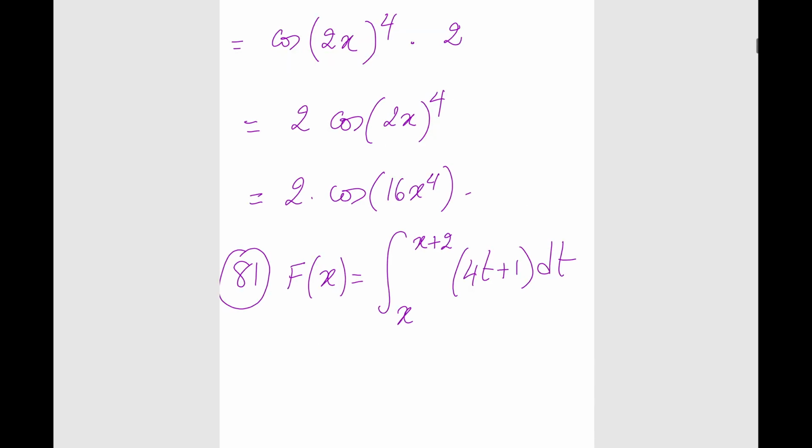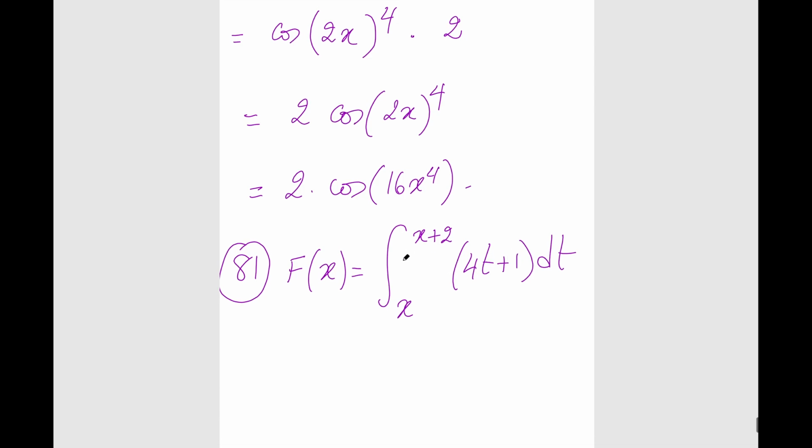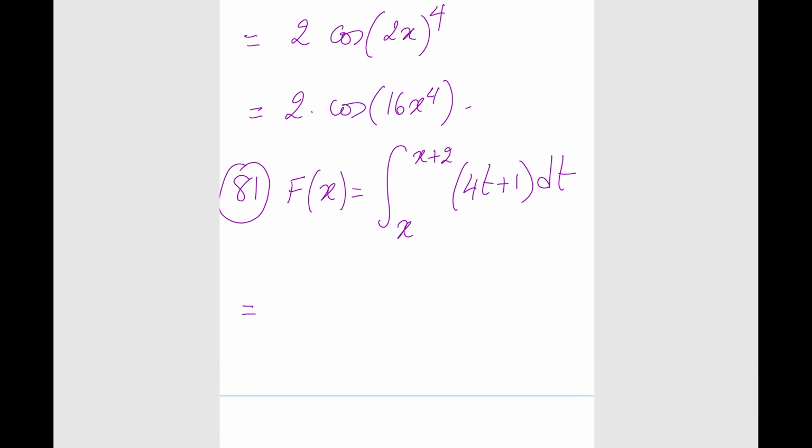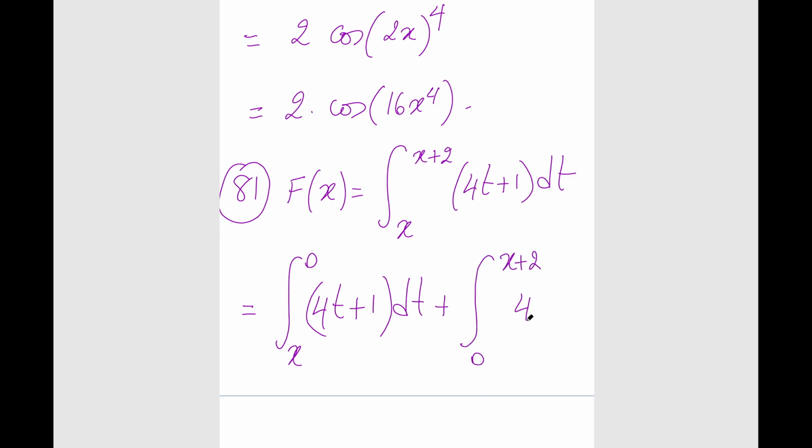I'm gonna split somewhere. I can choose any number, because 4t plus 1 is continuous everywhere. It's a polynomial. How about 0? Let's go for 0. So integral from x to 0, 4t plus 1 dt plus integral from 0 to x plus 2, 4t plus 1 dt. Agree with that? Okay.